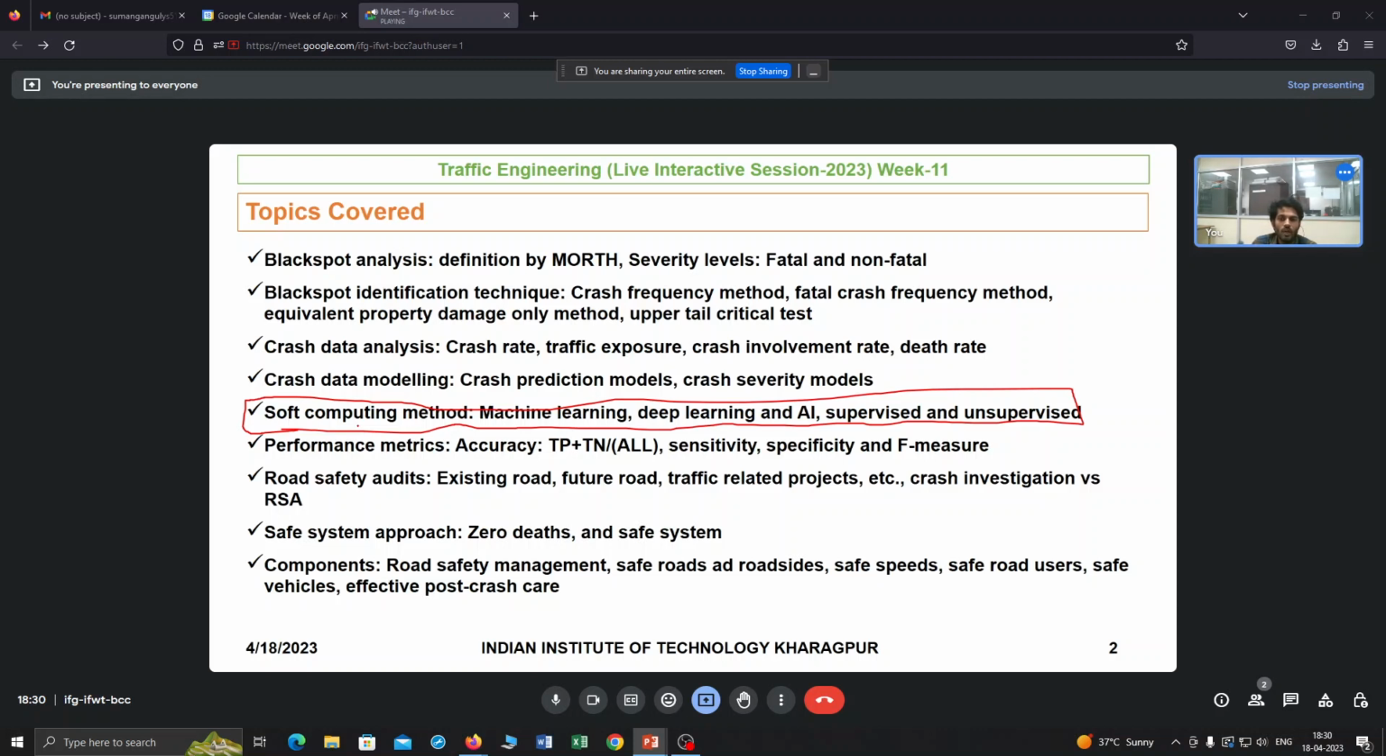So if you want to take any course regarding machine learning and deep learning, you can search in NPTEL and you will find many courses, and also elsewhere you can search. Now let's slightly talk about the supervised and unsupervised.